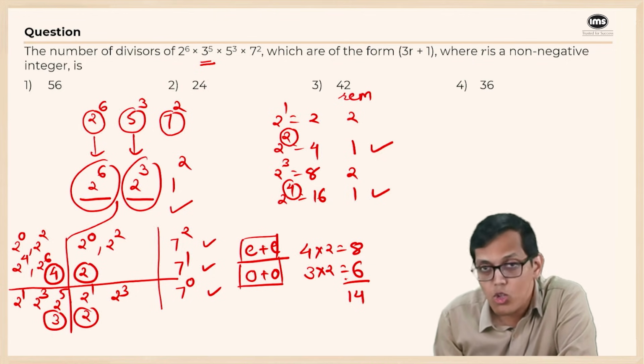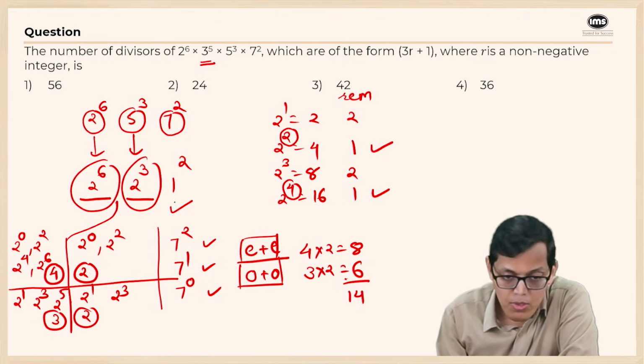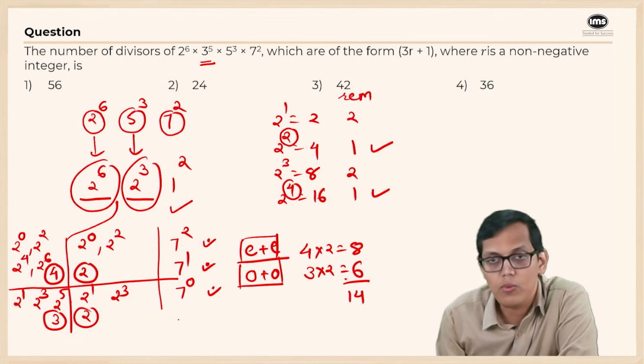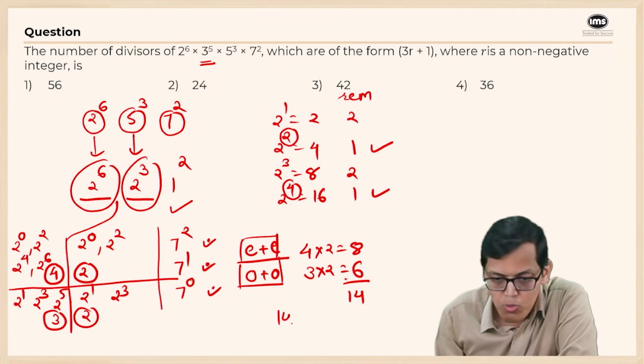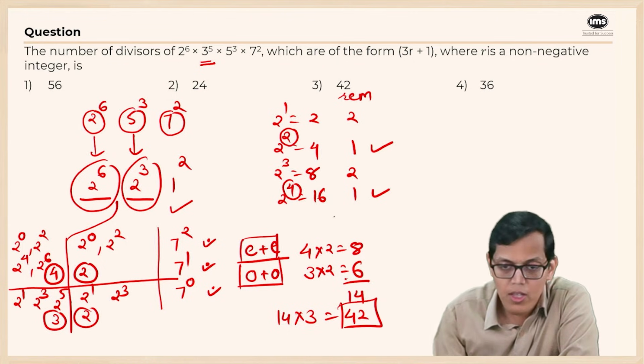For each of these 14 combinations, the powers of 7 are ready in 3 different forms: 7 squared, 7 raised to 1, 7 raised to 0. So this 14 should be further multiplied by 3 to get 42 as the final answer.